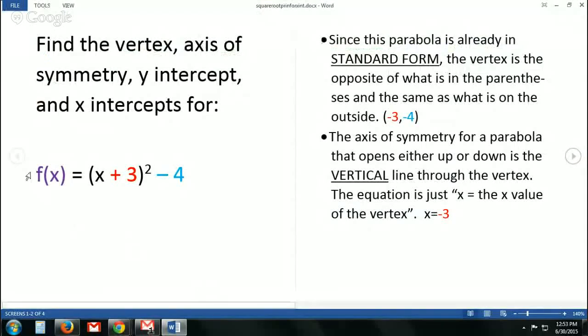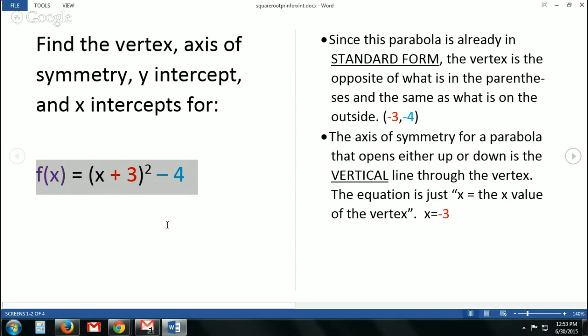For f of x is equal to (x plus 3) squared minus 4, we've been asked on this problem to find the vertex, the axis of symmetry, the y-intercept, and the x-intercepts. Now, this particular parabola is already in standard form for a parabola.